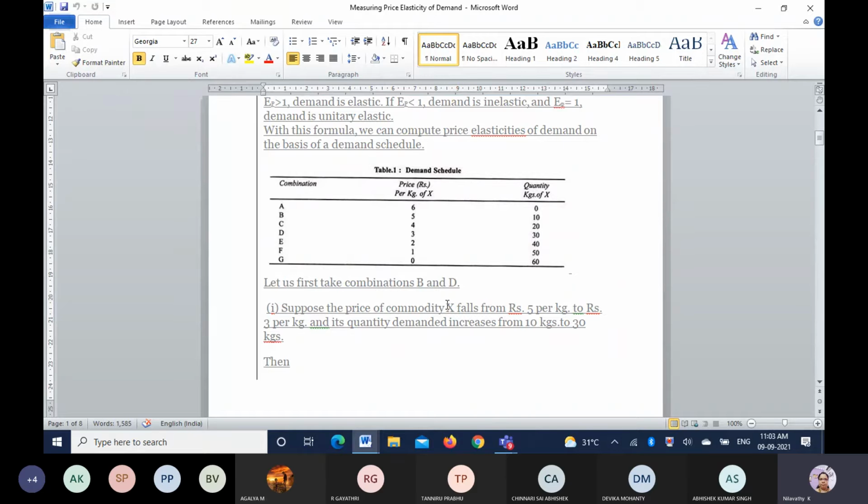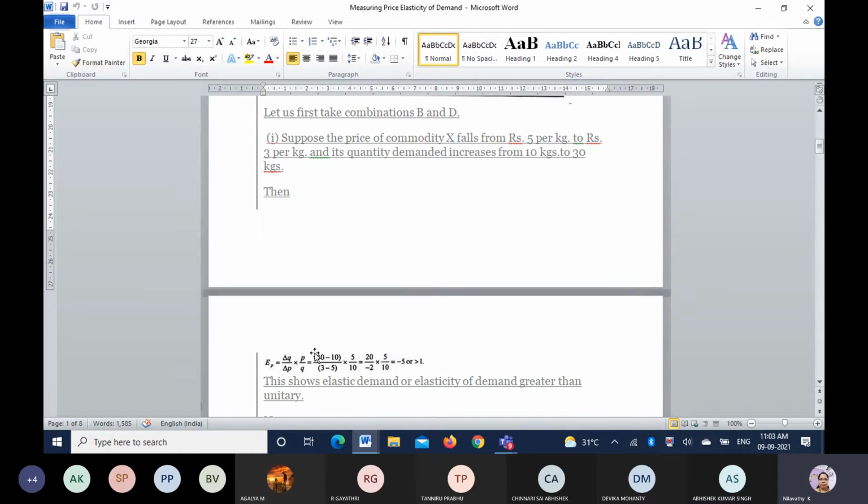Suppose the price of the commodity falls from rupees 5 to rupees 3, and the quantity demanded increases from 10 kg to 30 kg. If this is the given problem, and it is worked out, you will get a value of -5. And again, while you are working with the price elasticity, you will have a negative value only.